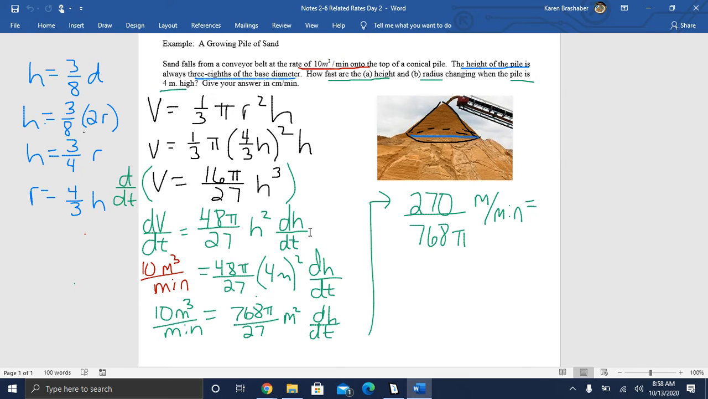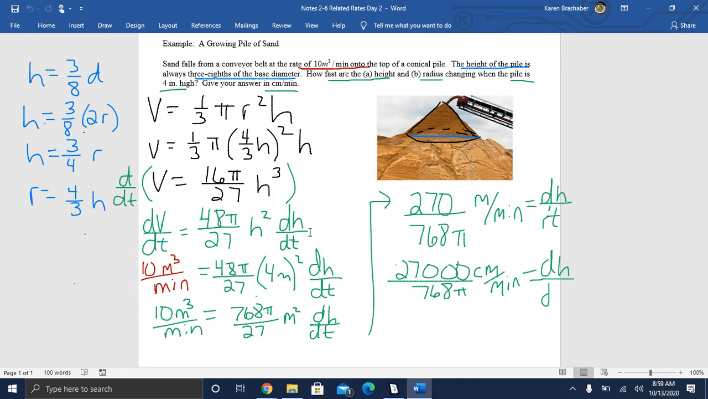And then we're just going to work on making sense of that. Well, and also we have to remember that we were asked to give our answer in centimeters per minute. So to get it to centimeters, I'll have to multiply by 100. 100 centimeters is a meter. So that would be 27,000 centimeters per 768 pi minutes for our dH/dt.